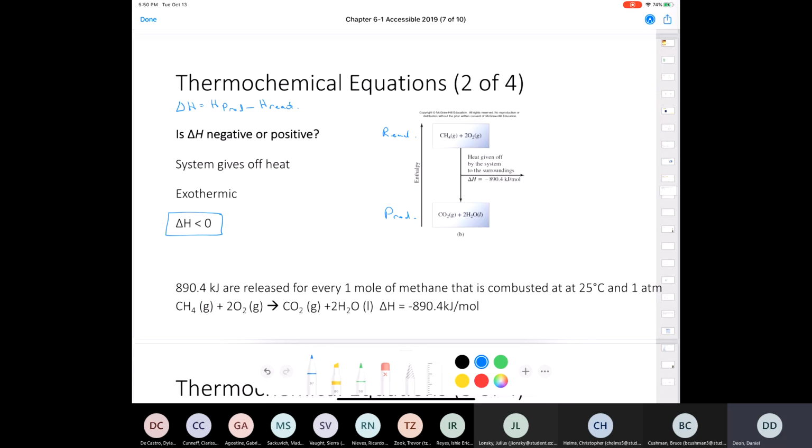Again, we're going to release 890.4 kilojoules of energy for every 1 mole of methane that's burnt. This reaction happens to be done at 25 degrees Celsius in 1 atmosphere. All right.